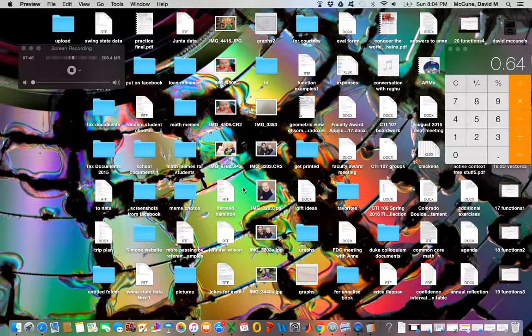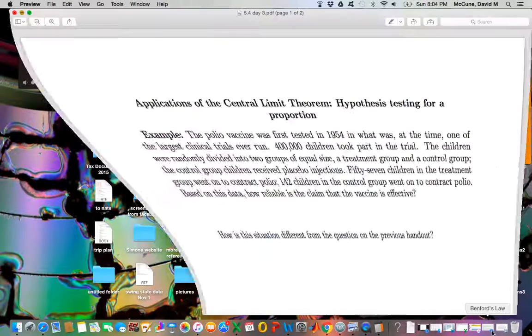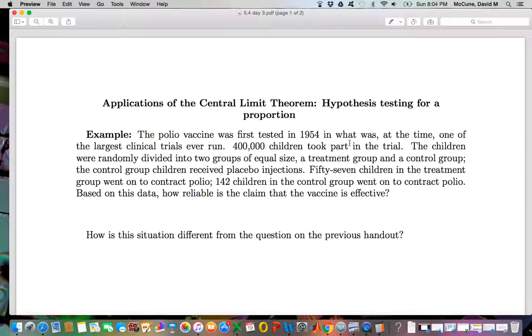Okay, so let me just show you one more example here. The polio vaccine was first tested in 1954 in what was at the time one of the largest clinical trials ever run. 400,000 kids took part in the trial. So that's a humongous sample size. The children were randomly divided into 2 groups of equal size, a treatment group and a control group. The control group received placebo injections. So it was not a vaccine, it was simply a saline solution or something.